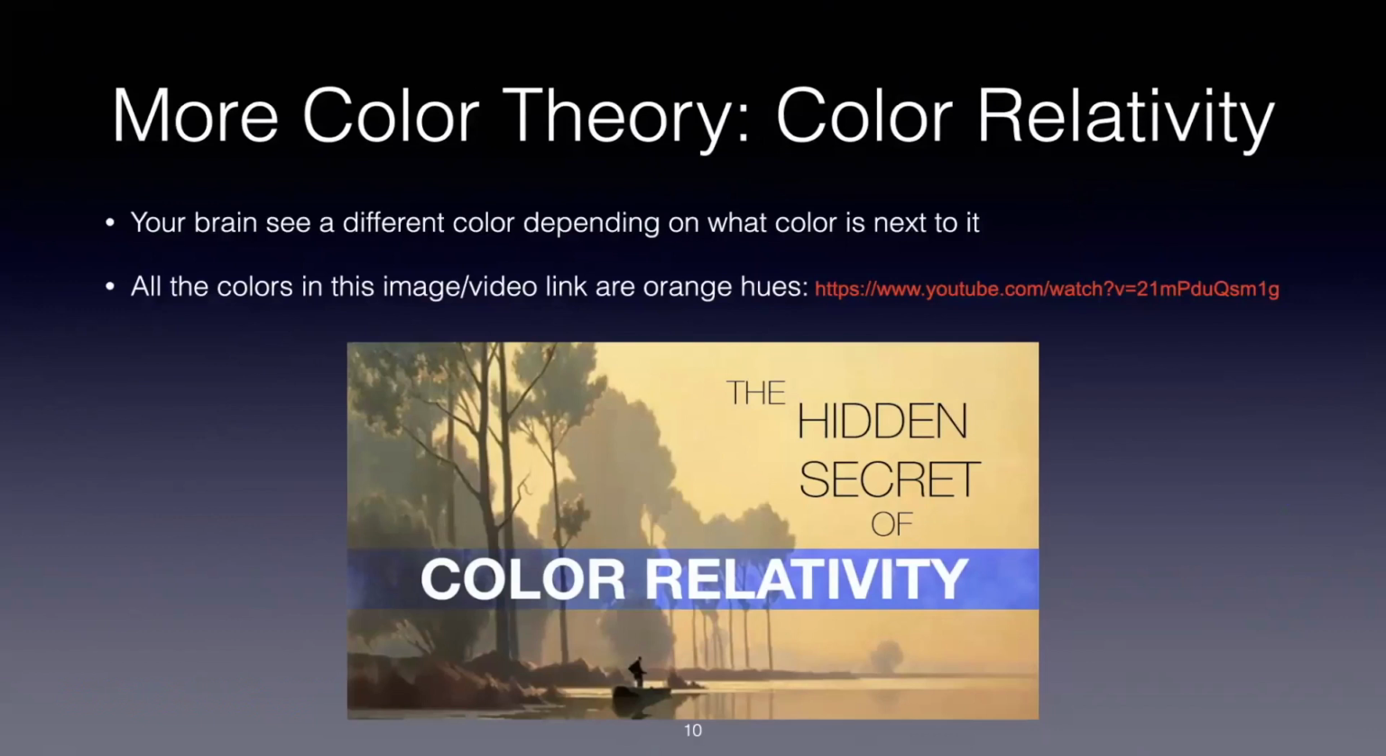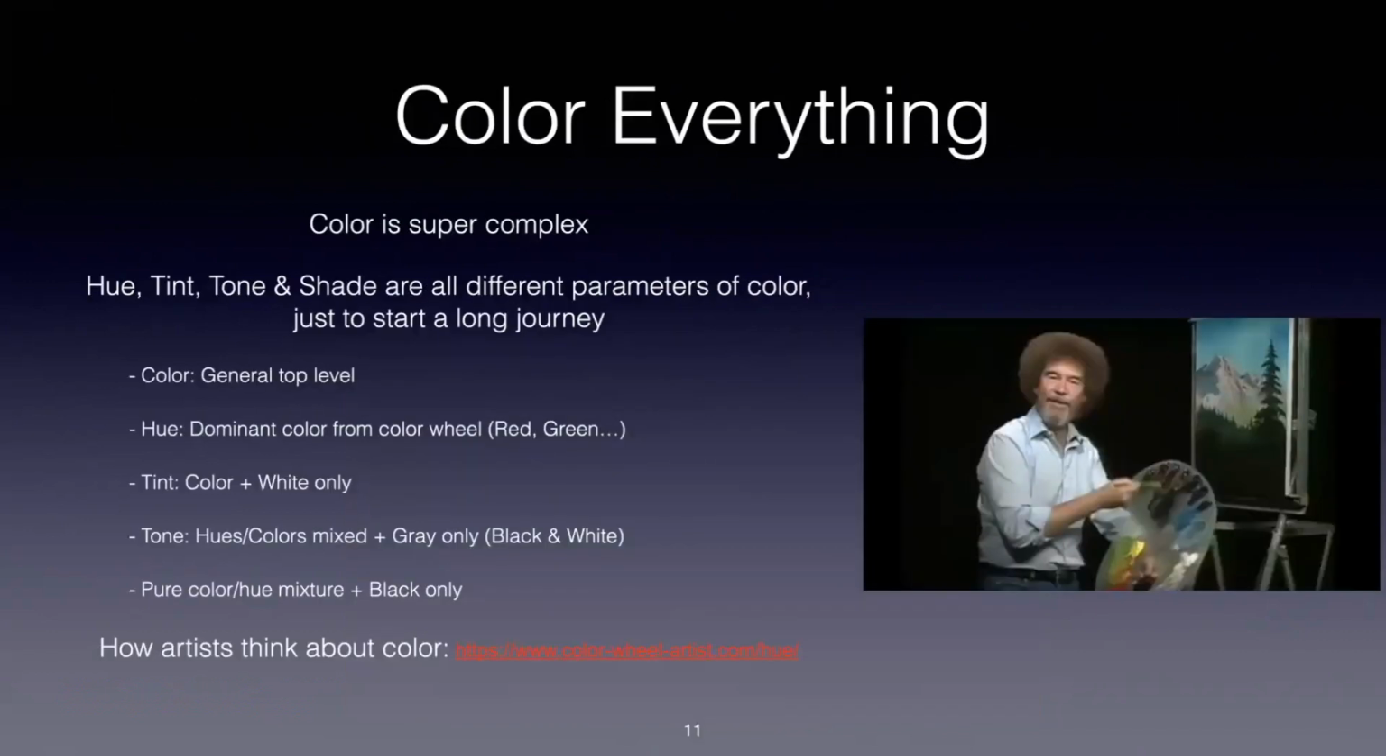There's a thing called color relativity, and I recommend this video. Your brain actually sees color by the colors that are next to it. If you look at this image in the photograph here, every single color in there is a shade of orange. Even though some of the trees look green and the water looks yellow in the background, all of that is orange. And that video will talk about how you do that, especially in cartoons. I think the guy that does it does animation. It's a really complicated thing.